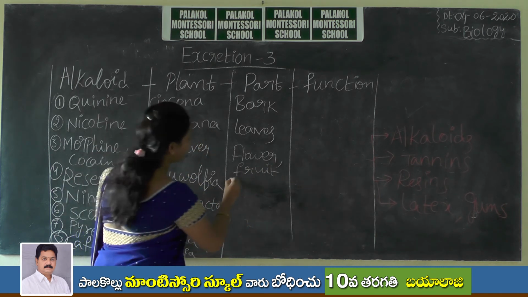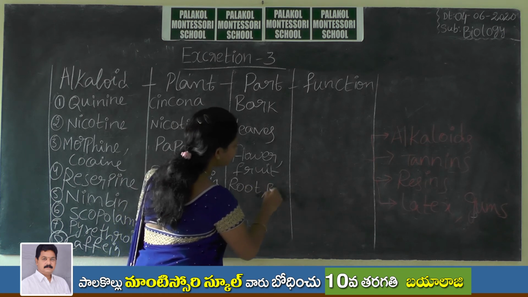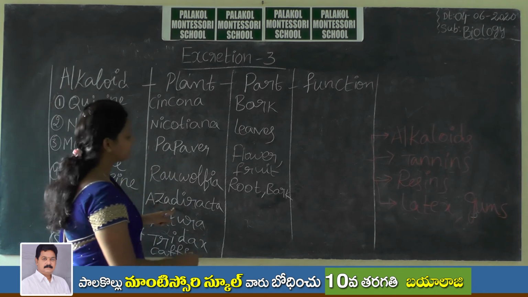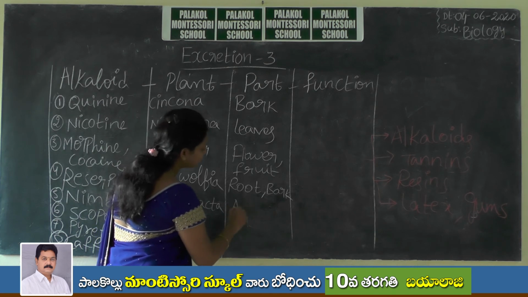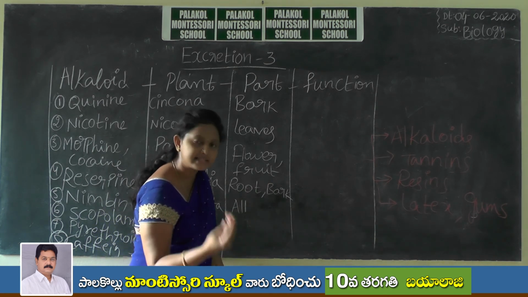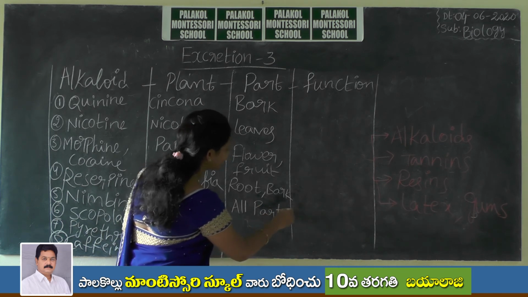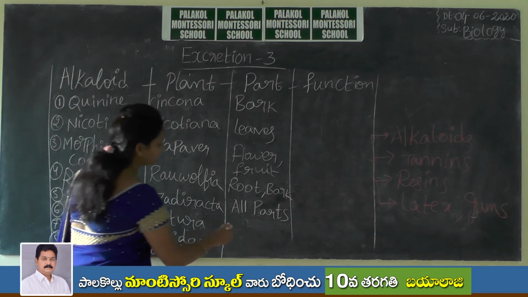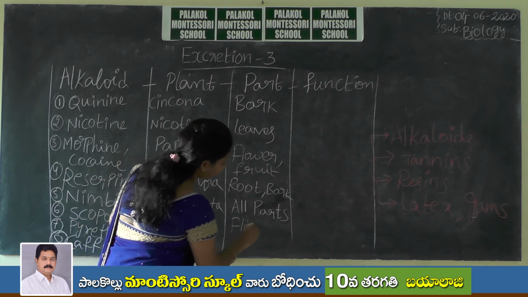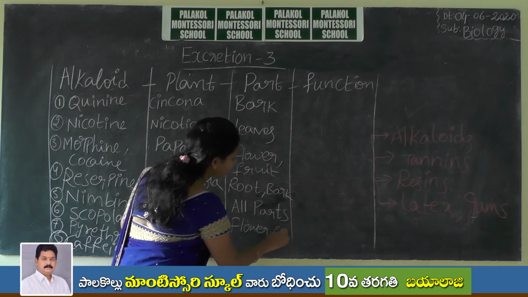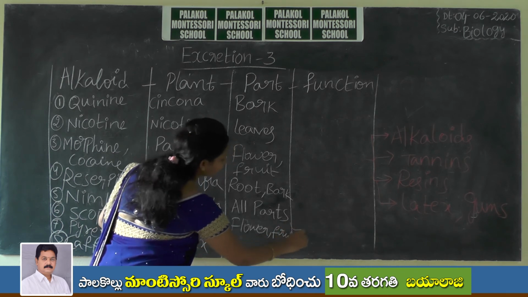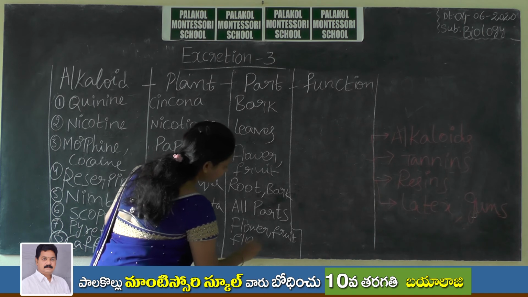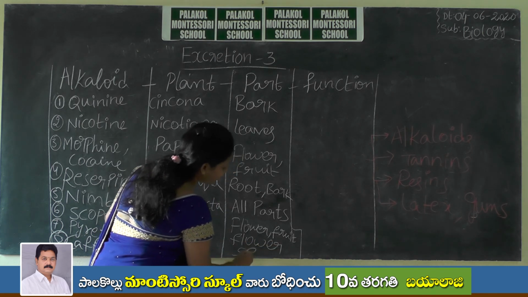In case of Rauwolfia, root and bark. From roots and bark, reserpine alkaloid will come. Azadirachta, that is all parts, that means bark, root, stem, leaves, seeds, all parts of the plant body, this nimbin chemical will come from. Scopolamine, Datura plant, in Datura, flower and fruit. From these regions the chemical will come. Then Tridax, it is also a flower. Then caffeine is coming from seeds of the plant.